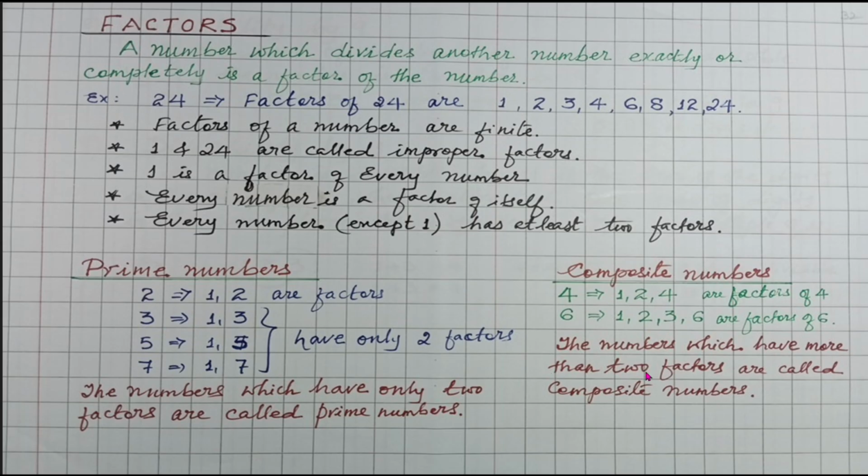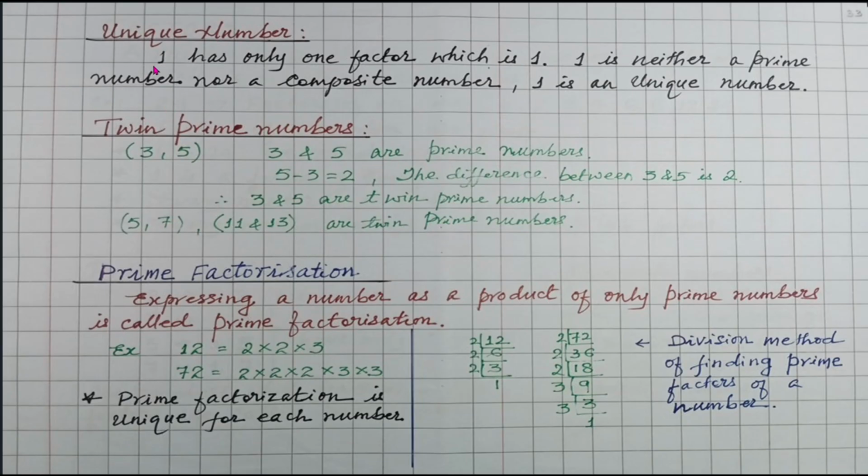The numbers which have more than 2 factors are called composite numbers. For example, the factors of 4 are 1, 2 and 4. Factors of 6 are 1, 2, 3 and 6, and therefore there are more than 2 factors. Therefore 4 and 6 are composite numbers and not prime numbers. So the numbers which have more than 2 factors are composite numbers. The numbers which have only 2 factors are called prime numbers. Remember that.